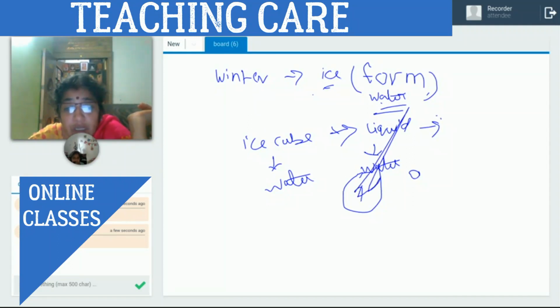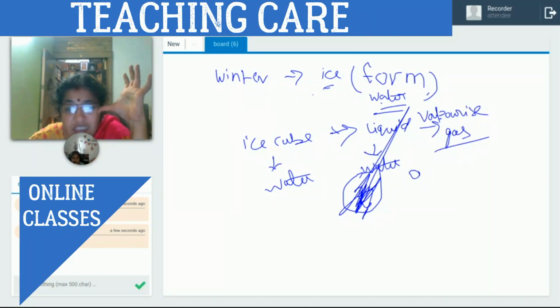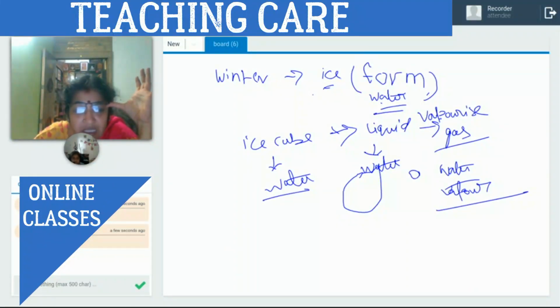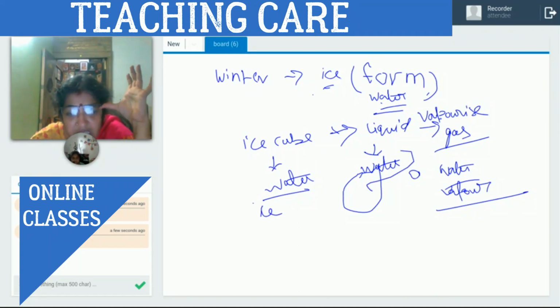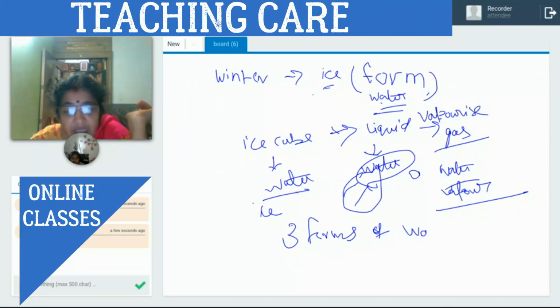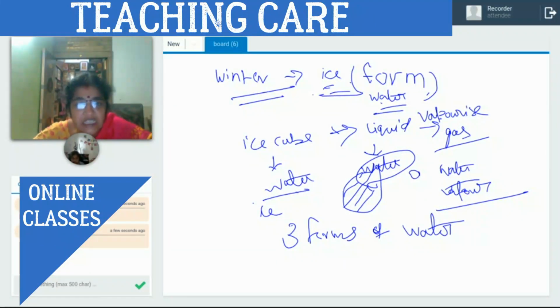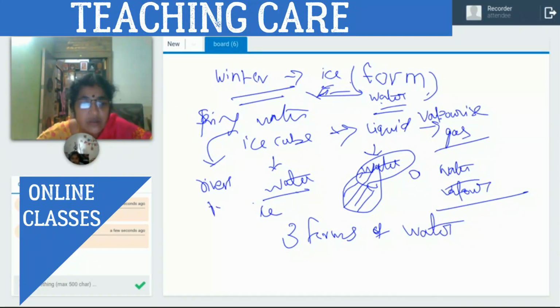And if the liquid, if you vaporize it, it will change into gas. That is called water vapor. So this is water vapor, and this is ice cube or ice, and this is water. All are the three forms of water. Now coming to our point, in winter, it will be in ice form. So during spring season, this ice will change into water and it will flow in rivers and streams. Right? Got it?